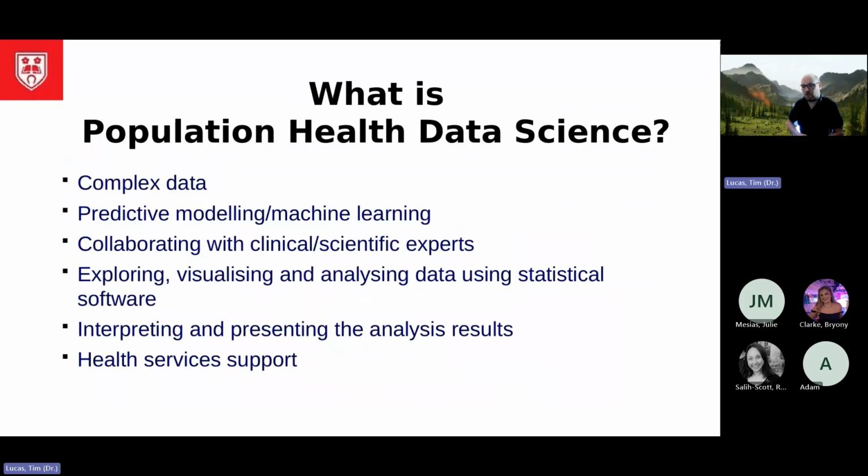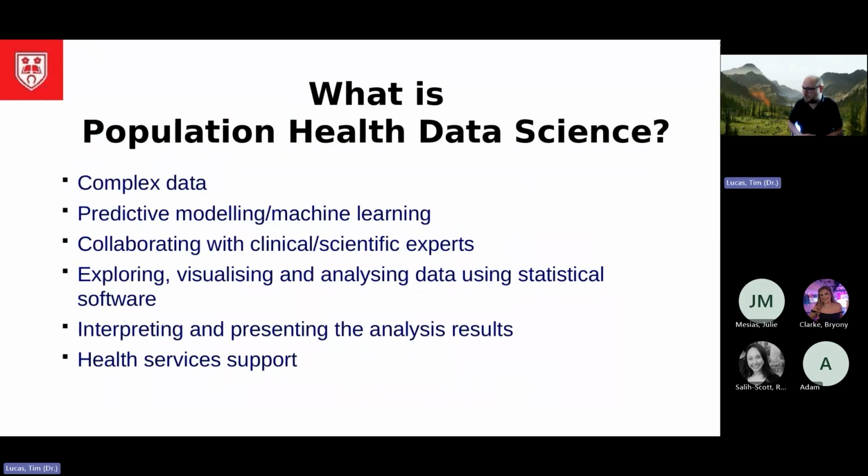The day-to-day of what this can be is a lot of exploring data, visualizing data, combining data in various ways, typically with statistical software that's code-based. We'll see some of those later. Then interpreting and presenting these results. Depending on who you're working for as a practicing data scientist, that might be presenting results to the scientific community or to your higher ups in your company or the people in the NHS who you're working for, whatever the case may be.